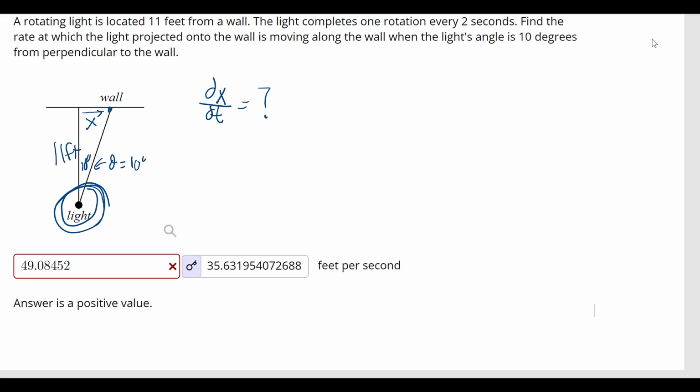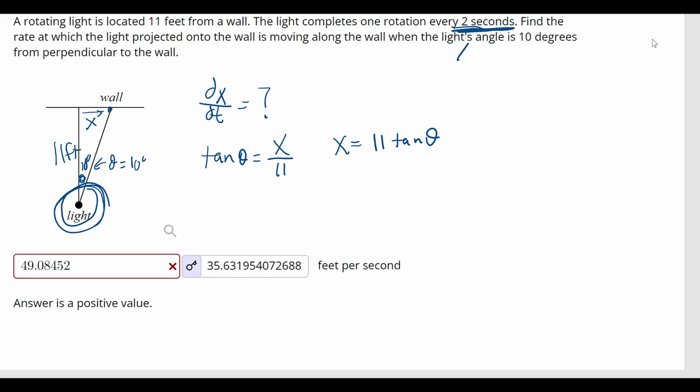We can relate this angle because we're given angular change here. We can relate the angle and these two sides, so what function deals with the opposite and adjacent? That's tangent. So tangent theta equals x over 11. And since we're looking for dx dt, I'm just going to solve for x. x equals 11 times tangent theta.